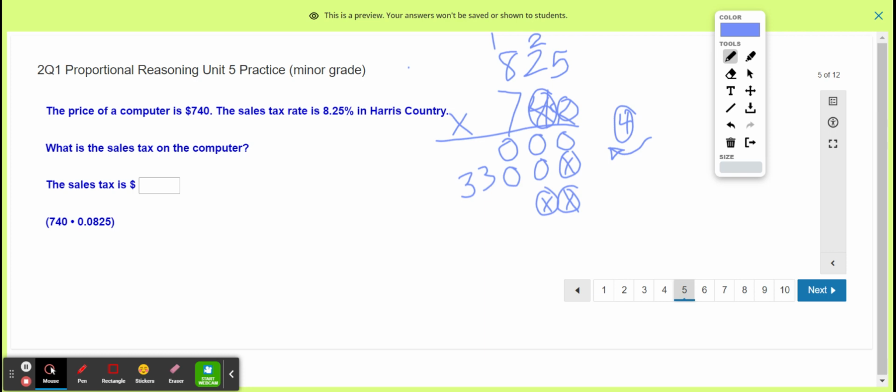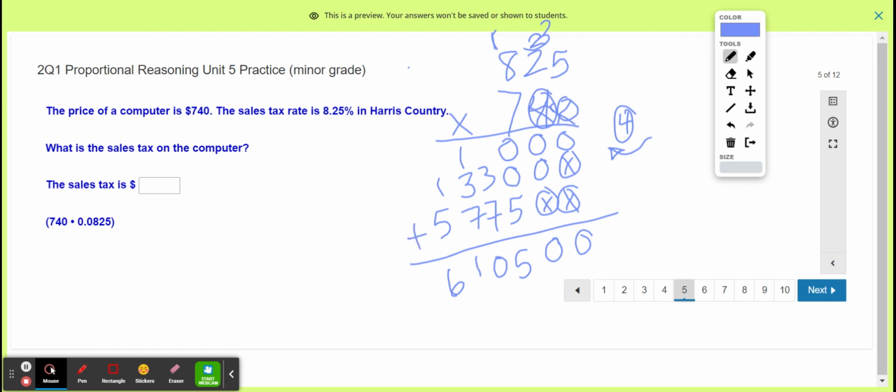7 times 5 is 35. 7 times 2 is 14, plus 3 is 17. And that is going to give us 57. 0, 0, 5. That's 10, carry the 1. And removing the decimal, 1, 2, 3, 4 decimal place values to the left.